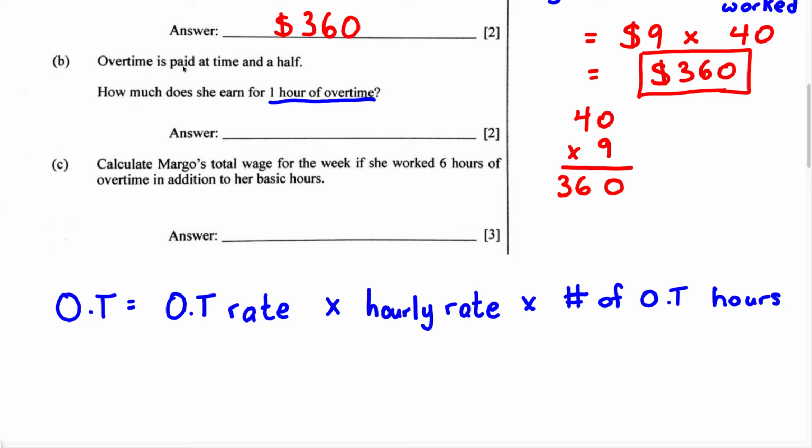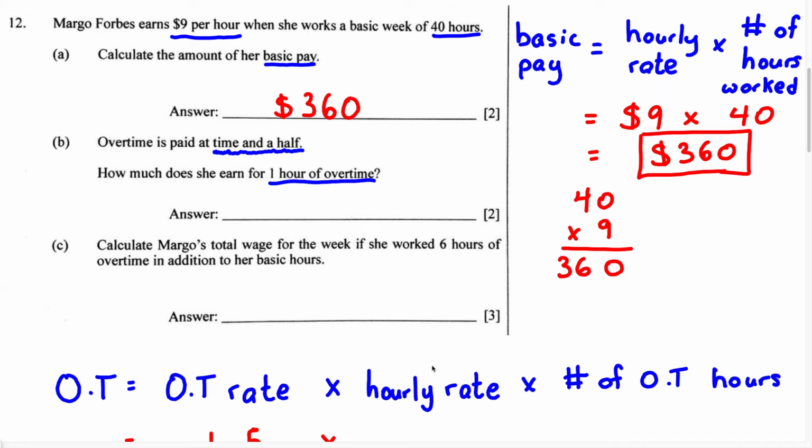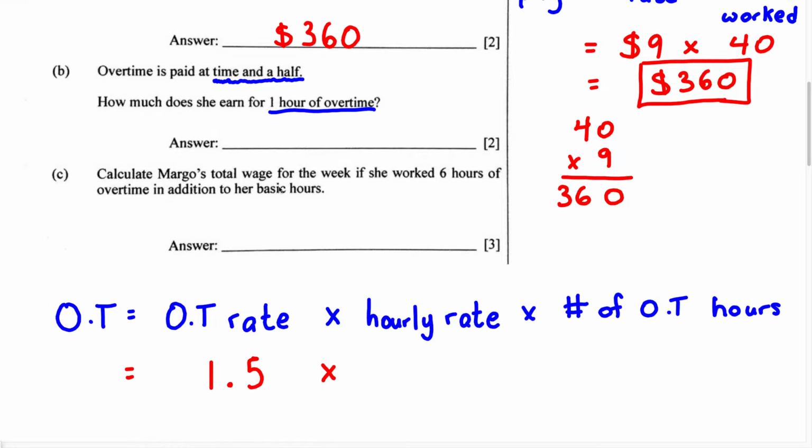Now let's read it again. It says overtime is paid at time and a half. So this right here is going to be the overtime rate. Our overtime rate is going to be time and a half. Now the way you're going to write this is you're going to write this as 1.5. So for the overtime rate, which is time and a half, we know we're going to write 1.5 multiplied by the hourly rate, and the hourly rate is what she normally makes an hour. And if we look at our question, we know the hourly rate is going to be $9 because it says Margot Forbes earns $9 per hour. So we're just going to write $9.